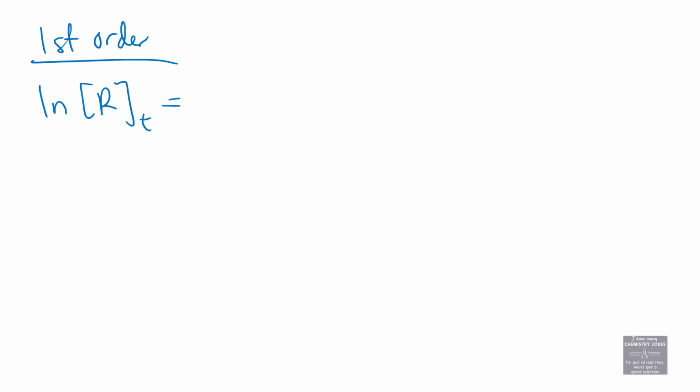So we've seen the concentration time equations for zero, first, and second order reactions. Let's talk a little bit more about the half-life equations of those reactions. So first order, the concentration time equation was ln of R at time t equals negative kt plus the ln of R at time 0. That's reactant concentration at some time versus the reactant concentration initial.